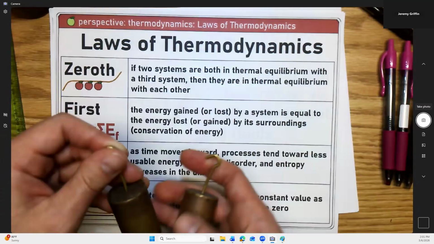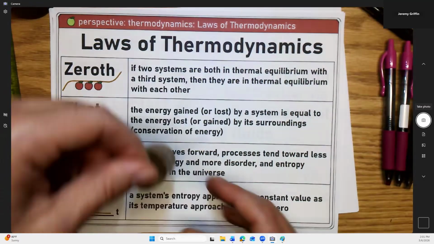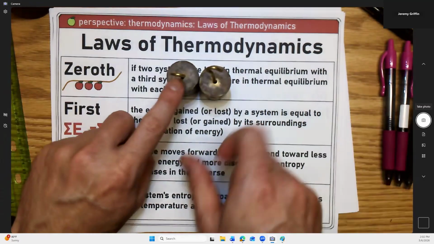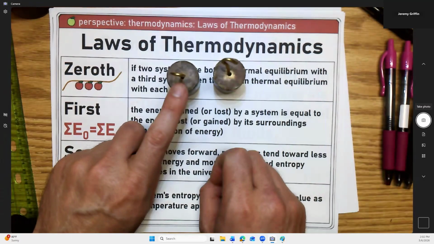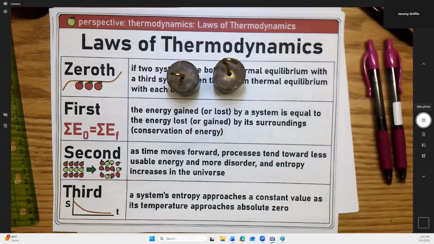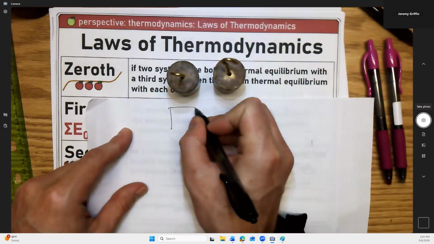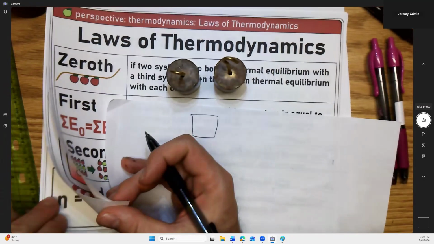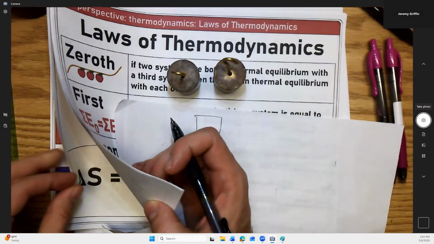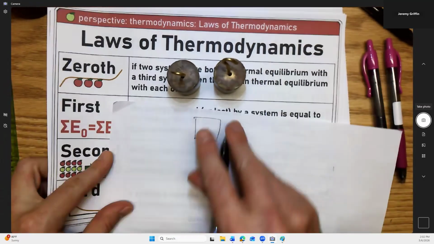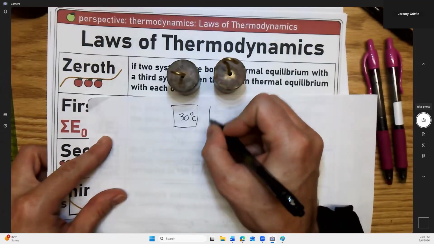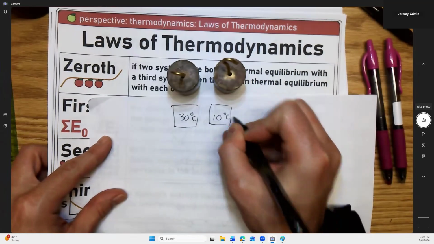that process is not really reversible. Look up here, guys. What do you think about this? What if this object was really hot and this object was really cold? Let me throw some numbers on it to give you something to look at. Let's say this object on the left is at 30 degrees Celsius, and this object on the right is at 10 degrees Celsius. You guys see that?